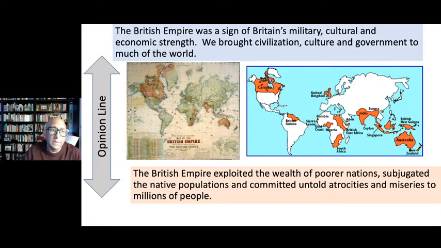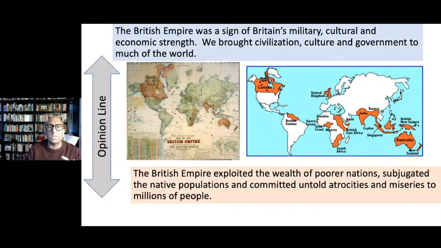So on one end, the British Empire was a sign of Britain's military, cultural, and economic strength. We brought civilization, culture, and government to much of the world. On the other hand, the British Empire exploited the wealth of poorer nations, subjugated the native populations, and committed untold atrocities and miseries to millions of people.